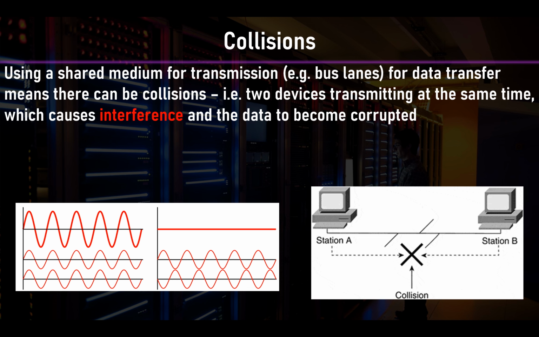So I think the final thing then is collisions. If you're using a shared medium for transmission, e.g. bus lanes for data transfer, then that means there can be collisions, and that's two devices transmitting at the same time, which causes interference and the data to become corrupted. And I think this we mentioned in previous videos as well.